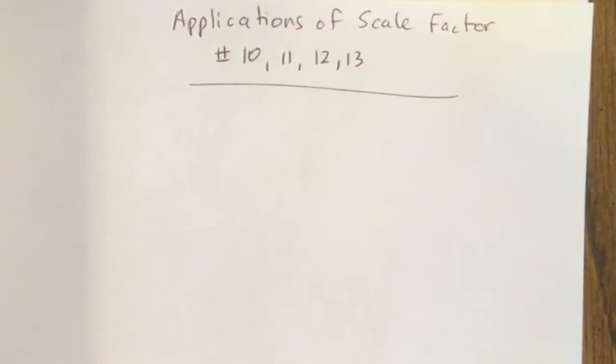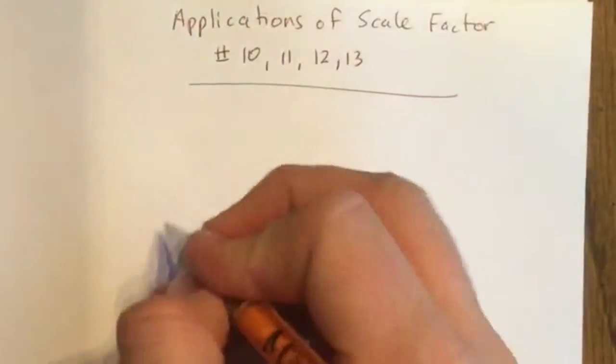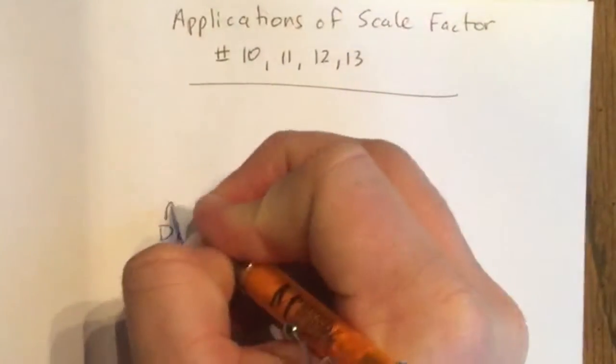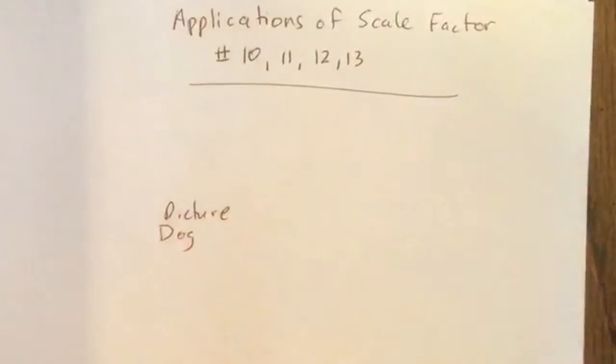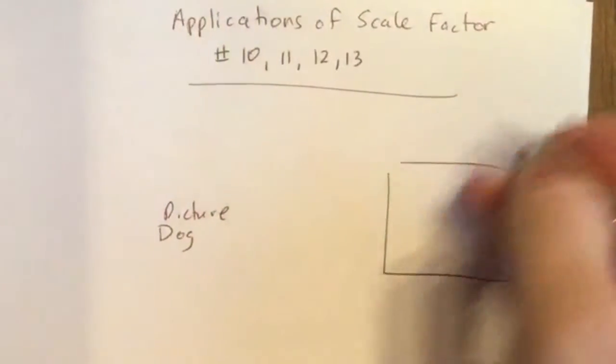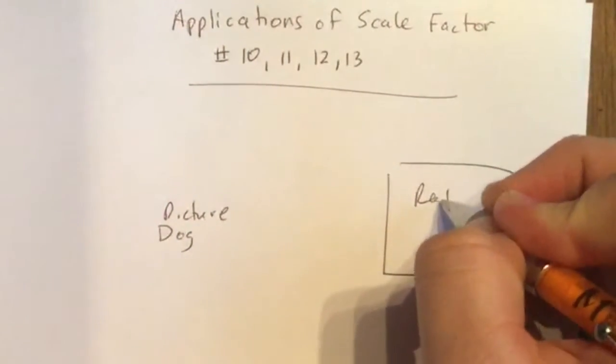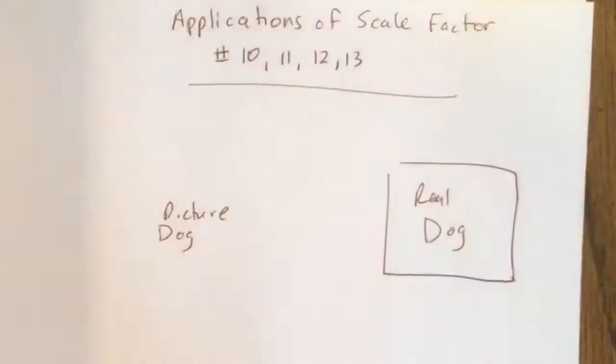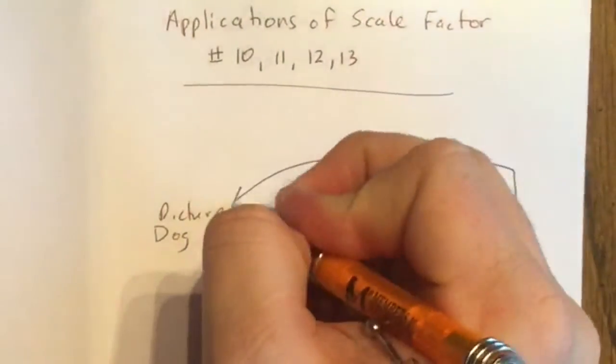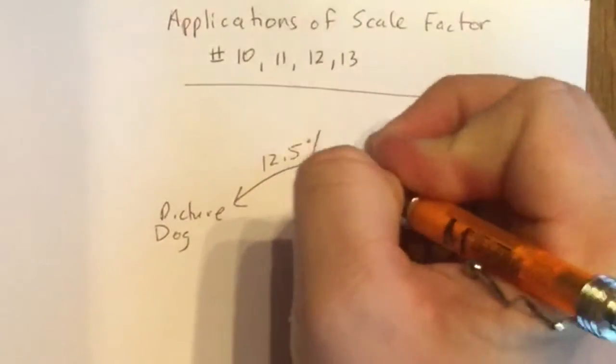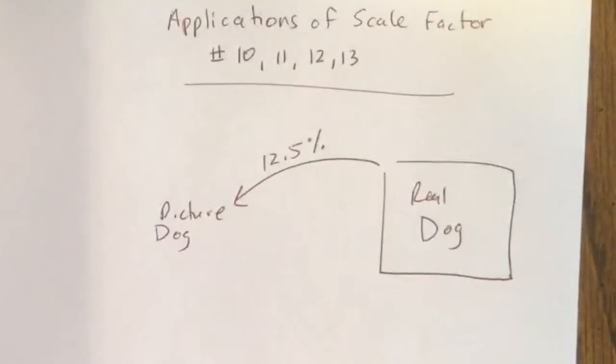I'm going to start by taking a look at number 11. Number 11 said we had a dog in a picture, and we were comparing him to the real life dog. And it said that the scale factor from the dog in real life to the picture of the dog is 12.5%. The hardest part here is understanding what the 12.5% truly means.